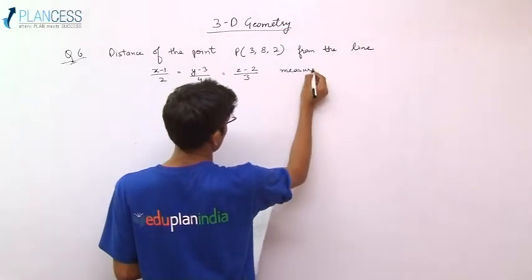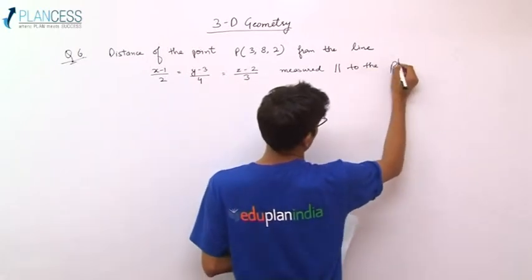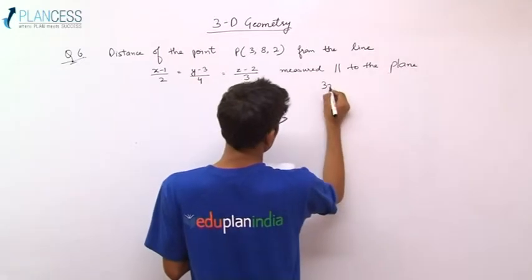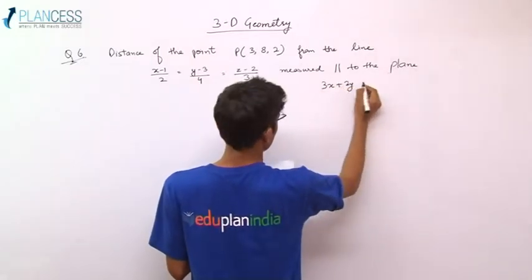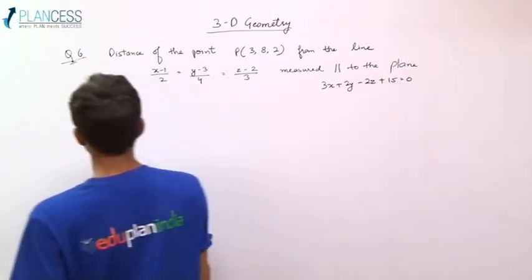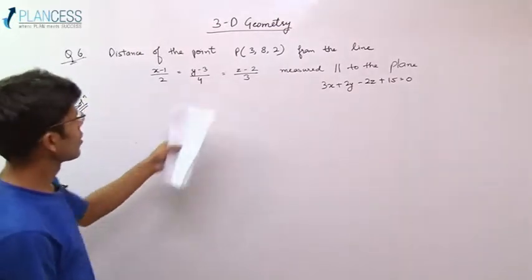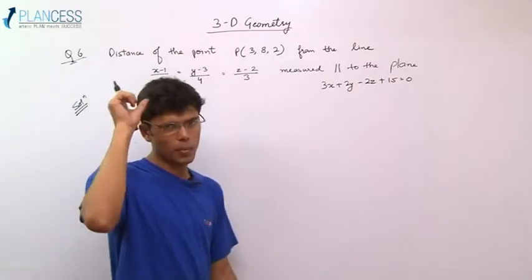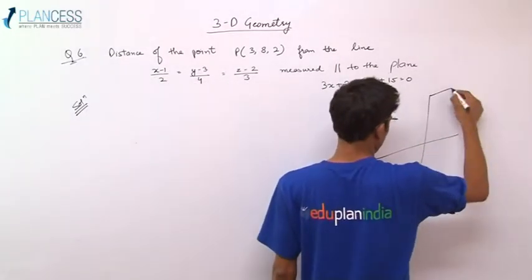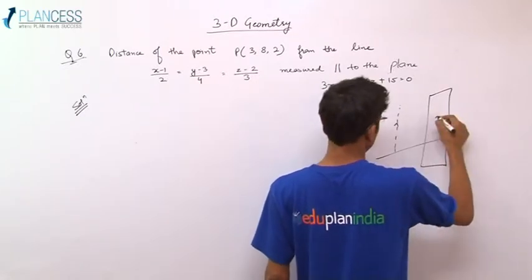measured parallel to the plane 3x plus 2y minus 2z plus 15 is 0. So I once again repeat the question that I have to find the distance from the point P to this line, which is measured parallel to this plane. So if this is the line, this is the plane, this is point P, so I have to measure this which is parallel to this plane.